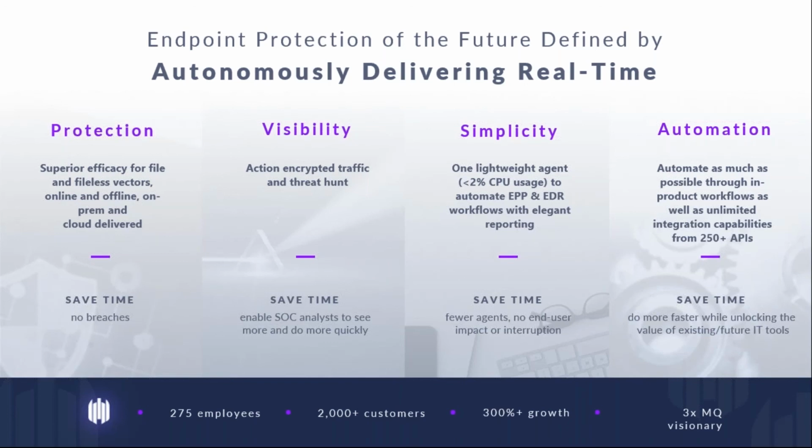And we can give you visibility into encrypted URL traffic and threat hunt across everything that's happening on the machine itself. All using one single lightweight agent with very, very simple workflows, very simple policies to be able to save time and have fewer agents and less impact on the end user. And everything can be automated through the policy. So we have as many workflows and APIs to be able to automate those capabilities through the endpoint itself.